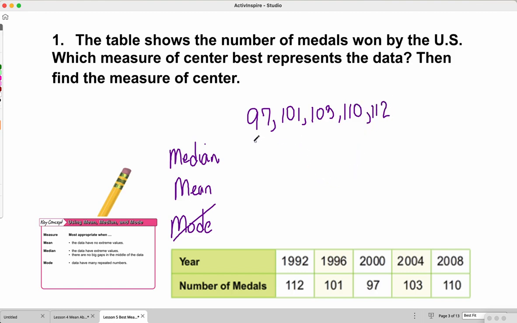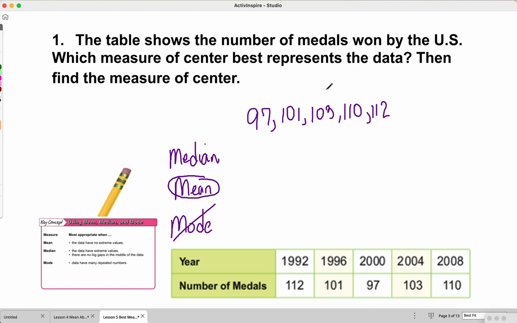If I look at this, the difference is really only 15. That's the range of our data, using a measure of variation that we know. And there are no real extreme data values. Everything's pretty close together, with no huge gaps in the data. I'm probably going to say that our mean is our best choice.